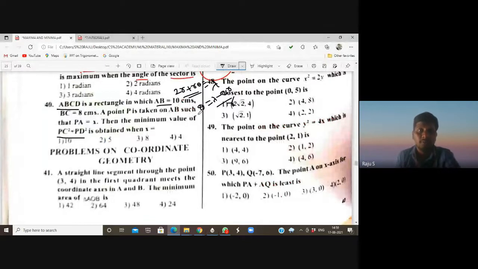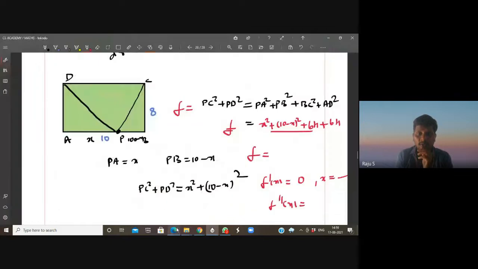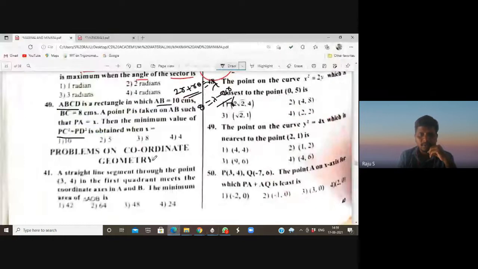P is any point on the AB side. You should know this property. Like already you studied in class 10, I think so. PC square plus PD square is equal to this value. PA square plus PB square, BC square, AD square. I think so you studied. That you can do a simplification.